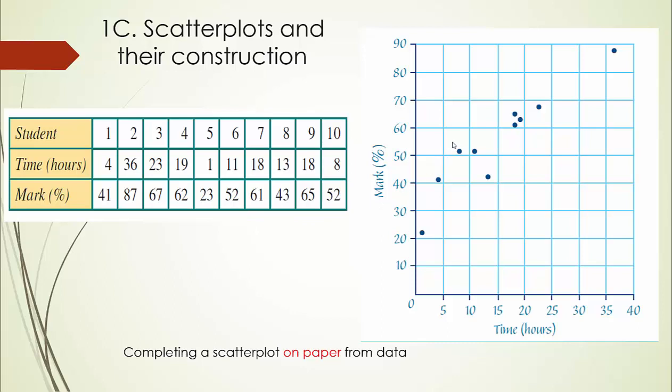Make sure when you plot your points that your graph is more or less square, fills up about a quarter of an A4 page, and the data goes from one side to the other, horizontally and vertically. You don't want a collection of data down here or down here and then wasting all the rest of the space.